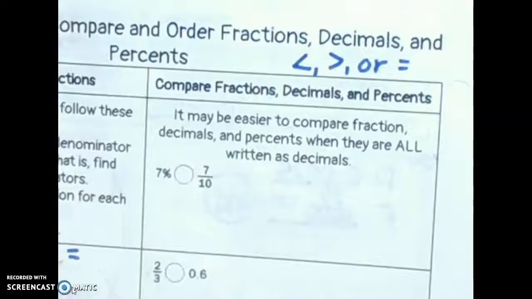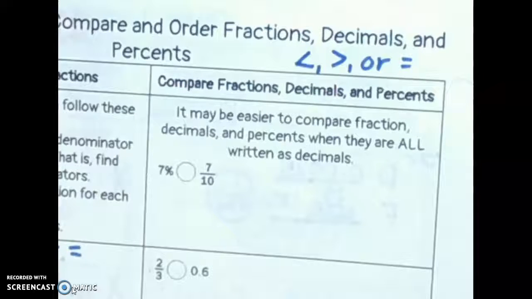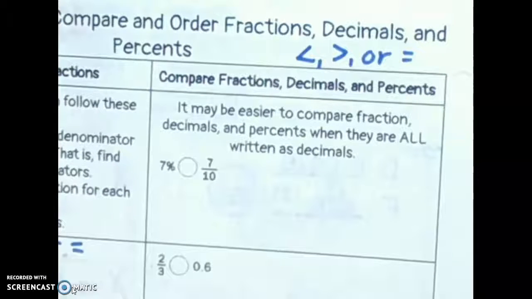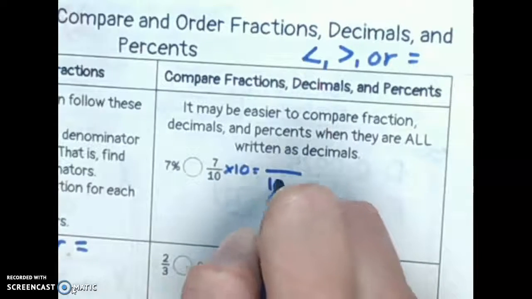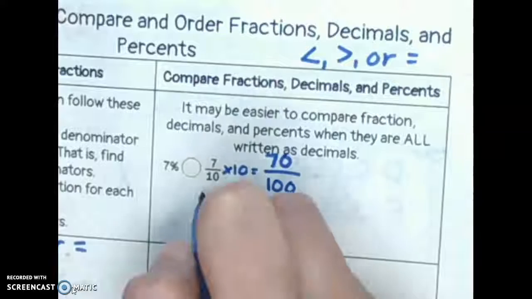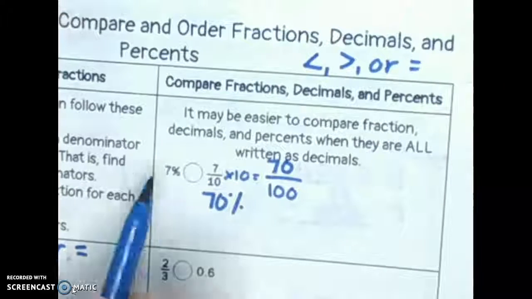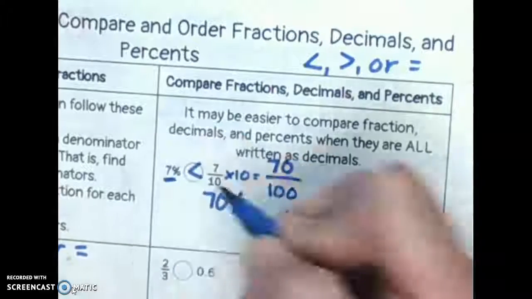Now you can do it any way that you want, but it may be easier for you if you write them all as decimals. I don't care which way you do it as long as you change them both to the same thing. So on this first one, we have 7% compared to 7/10. Now on this one, I'm going to choose not to do decimals because I'm going to change 7/10 into a percent. To do that, I'm going to multiply by 10 because percents are out of 100. I wanted to get 100 on the bottom, and we get 70 on top. So 70/100 is 70%. Now 7%, which is what we have here, is that less than, greater than, or equal to 70%? And that is less than.